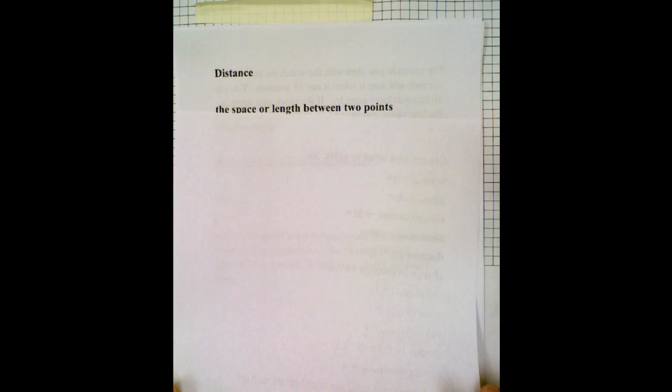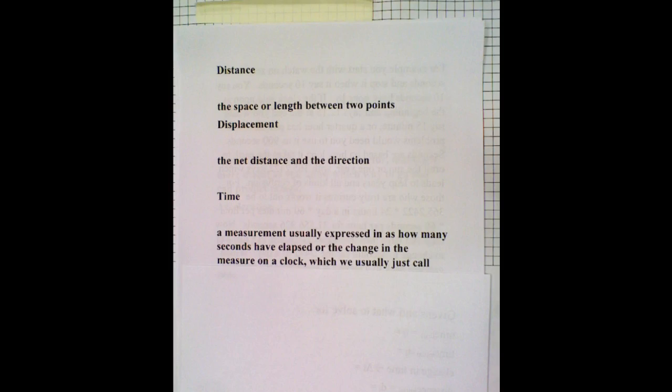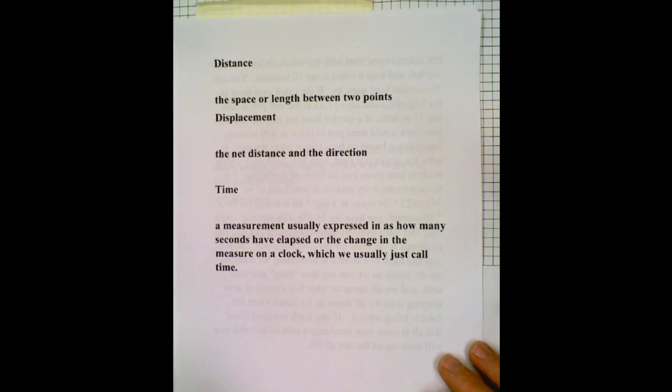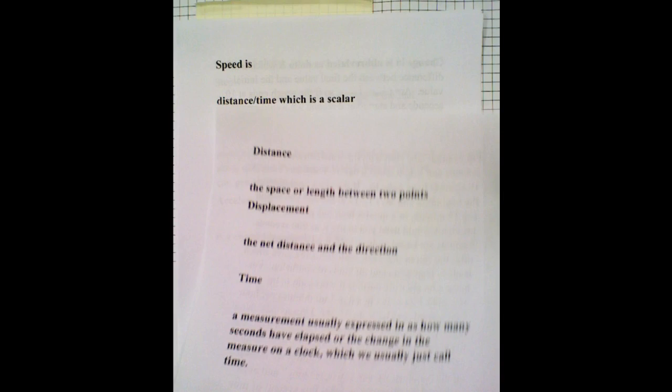Time. A measurement usually expressed in how many seconds have elapsed, or the change in measure on a clock. We usually call it time, usually done in seconds. I have a whole long list of things you can discuss about what it is. For example, when you start with the watch on 0 seconds and you stop when it says 10 seconds, you say 10 seconds have gone by.